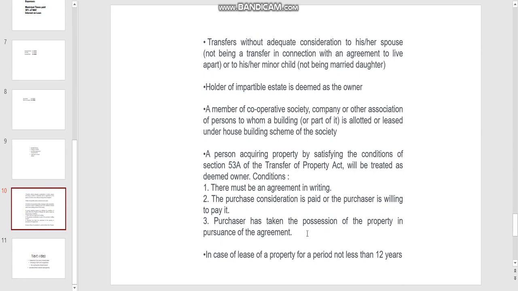The last one, lease of property for a period not less than 12 years. So it is a very long-term lease. In this case, the lessee is considered as the deemed owner of the property and the income is taxed in his hands.